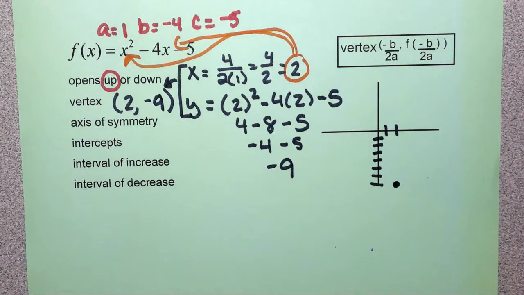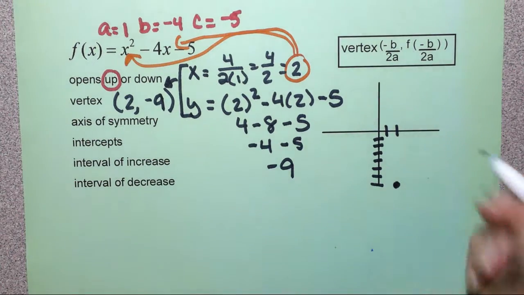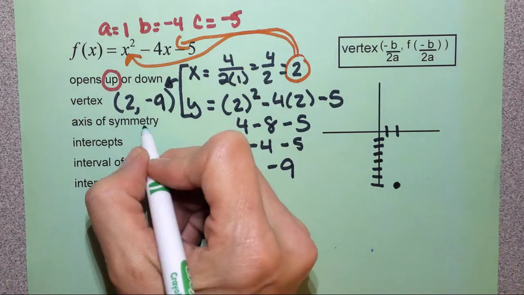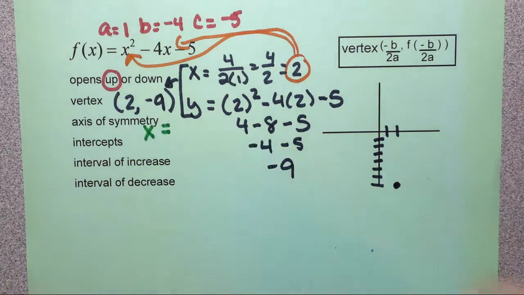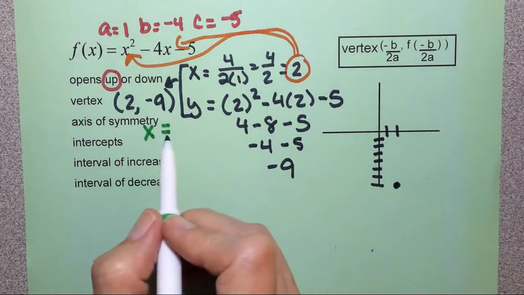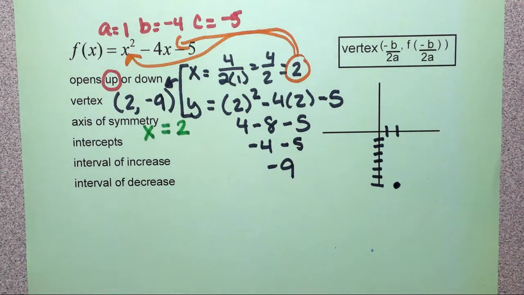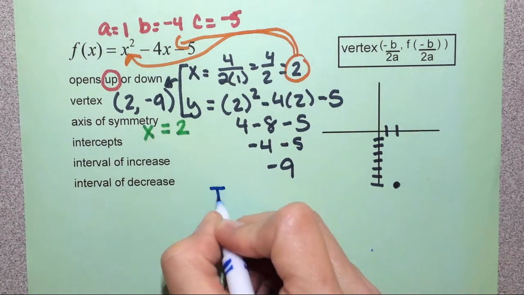The next question they asked me is for the axis of symmetry. Remember, it's going to be a vertical line that passes right through the vertex. Vertical lines always start with x equals, and it's always going to be x at the vertex. So the equation is x equals 2. Now we're going to go find our intercepts.